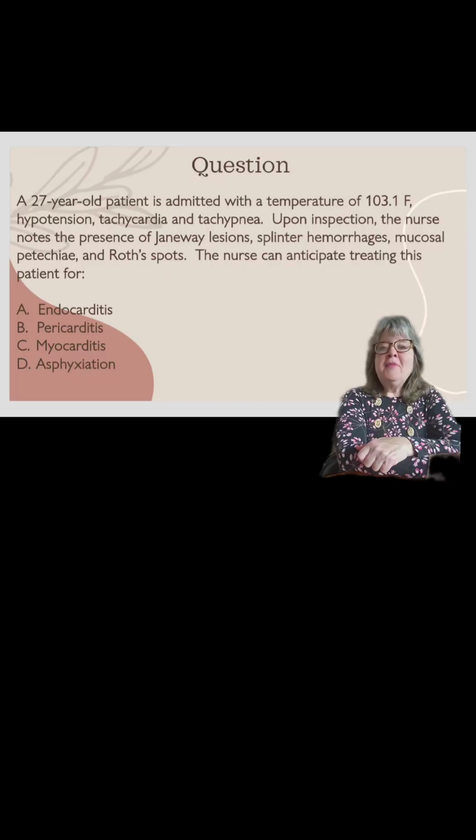So let's take a look at our question for today. We have a 27-year-old patient admitted with a temperature of 103.1. The patient is hypotensive, tachycardic, and tachypneic. Upon inspection, the nurse notices the presence of Janeway lesions, splinter hemorrhages, mucosal petechiae, and Roth spots. The nurse can anticipate treating this patient for A, endocarditis, B, pericarditis, C, myocarditis, or D, asphyxiation. Take a moment, make a choice.